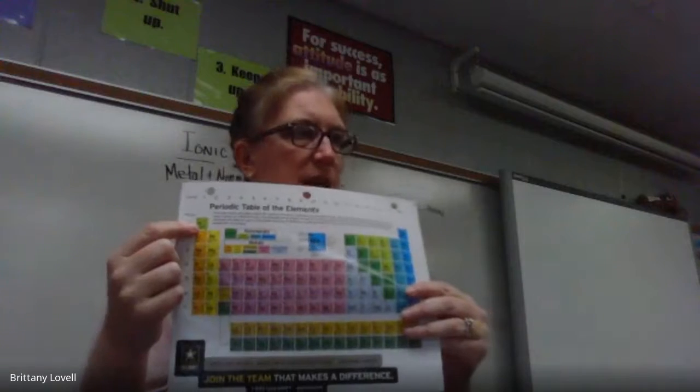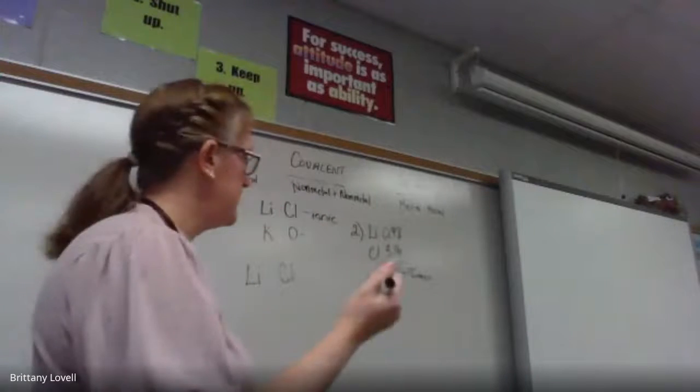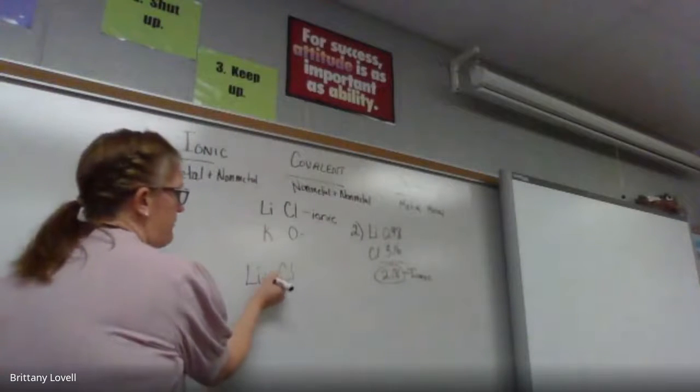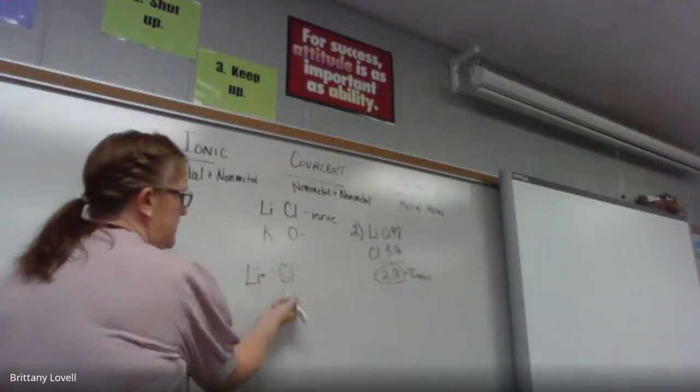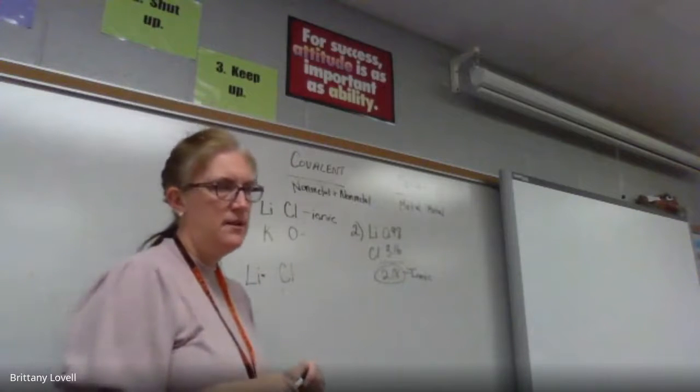So Li is in group 1, so you're going to use 1 valence electron. Li will have 1 valence electron. We're going to represent those with just dots. So Li would have 1 dot on it. That represents its outermost electron.